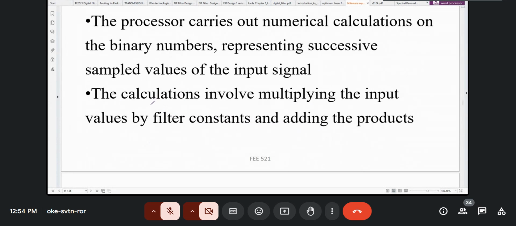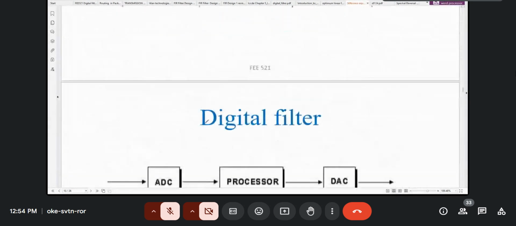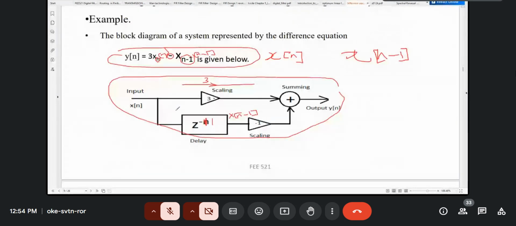Yeah, as we said, there is a lot of calculations. It involves multiplying the input values by filter constants. That's what we were doing here. Remember, this is a general form of a filtering system when you are given a difference equation. It's good to know that a difference equation is to digital systems what the differential equation is to analog systems. So remember, you don't confuse the two, difference equations and differential equations. So this is a difference equation.